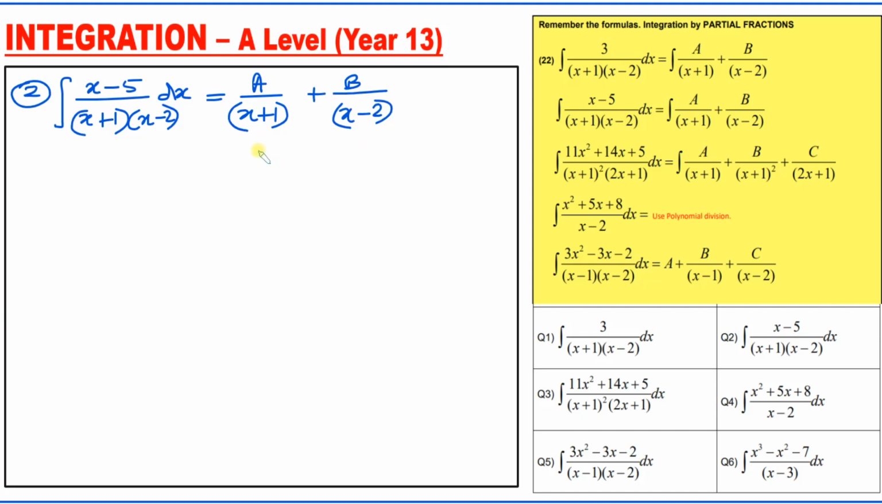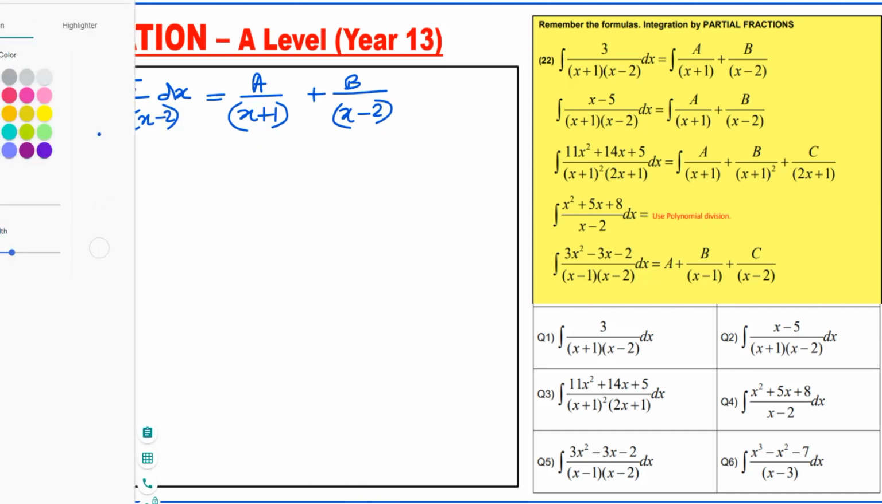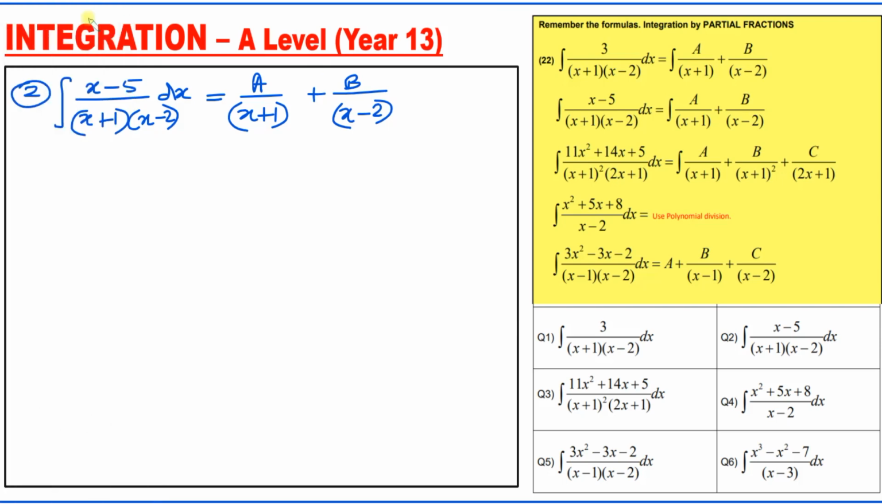Before we do this algebraic fraction separation, one thing I wanted to explain to you. Let me change the color. The denominator is a quadratic function, so x times x is x squared. So in the denominator we have a power of 2, and in the numerator you have a power of 1. When the numerator has a lower power compared to the denominator, you can separate like this.